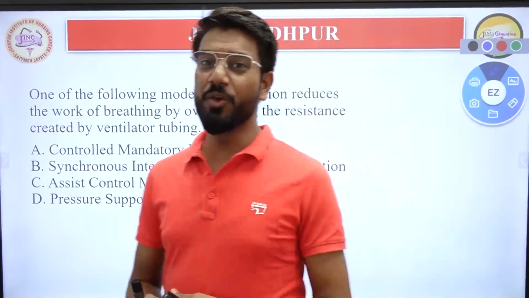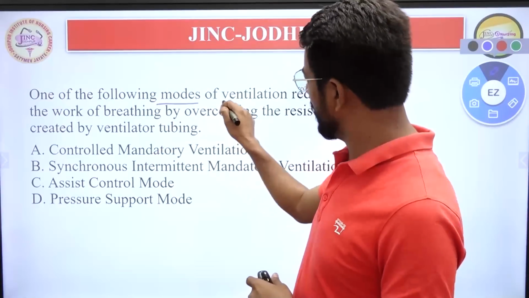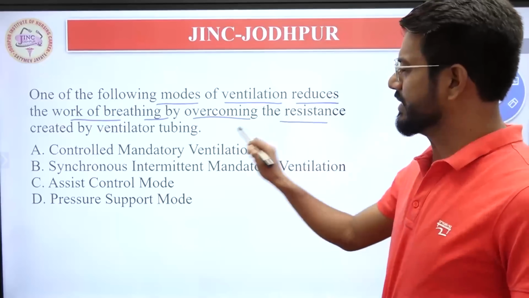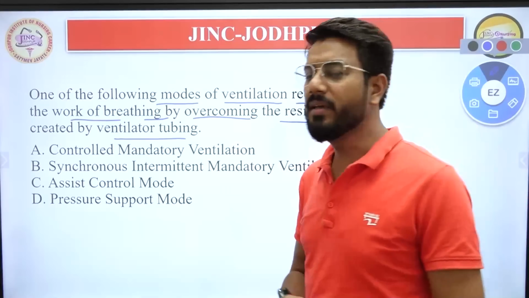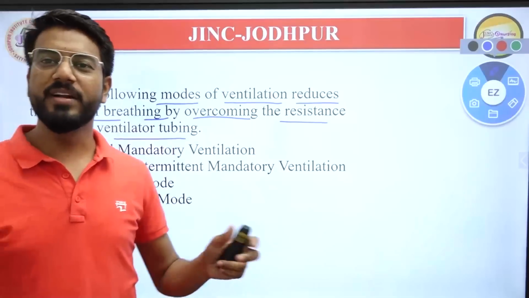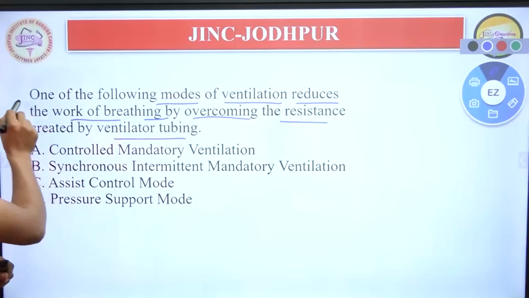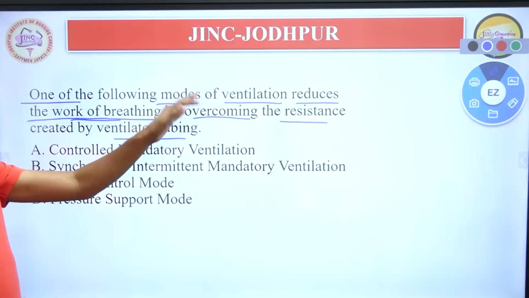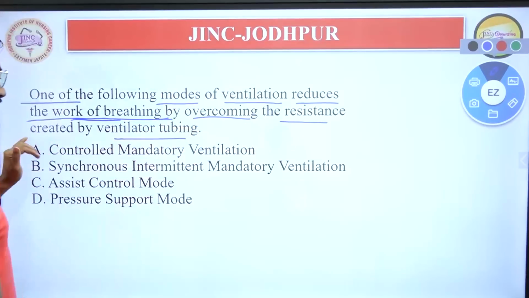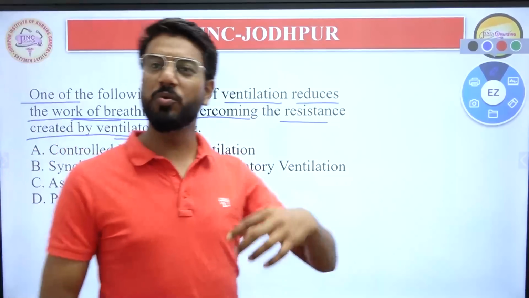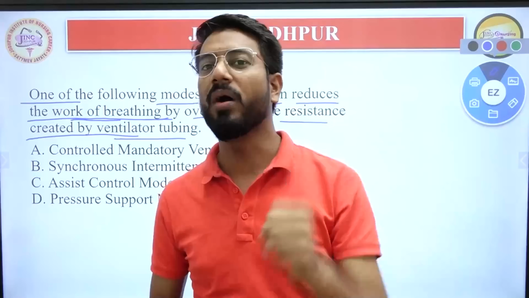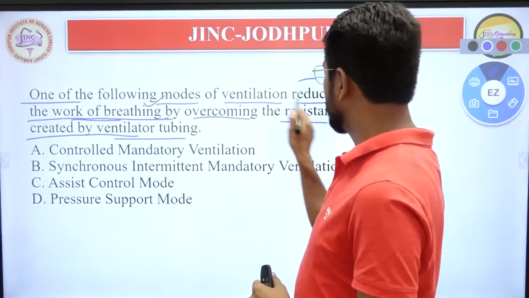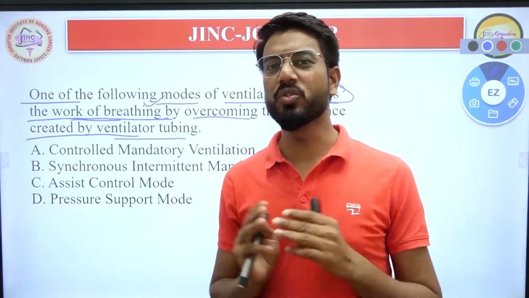In this question, what the question is asking you, which one of the following modes of ventilation reduces the work of breathing by overcoming the resistance created by the ventilator tubing. सो क्वेश्चन पूछ रहा है कि कौन सा मोड है जो आपके वर्क ऑफ ब्रीथिंग रिड्यूस करता है वेंटिलेशन में, वर्क ऑफ ब्रीथिंग को बाई ओवरकमिंग द रेजिस्टेंस क्रिएटेड बाय द वेंटिलेटर ट्यूबिंग। ट्यूबिंग का जो रेजिस्टेंस होता है उस पर ओवरकम करके आपके वर्क ऑफ ब्रीथिंग के एफर्ट्स को कम करता है। कौन सा मोड जो है आपके वर्क ऑफ ब्रीथिंग को रिड्यूस करने में आपकी हेल्प करता है। तो वर्क ऑफ ब्रीथिंग को रिड्यूस कौन करेगा?